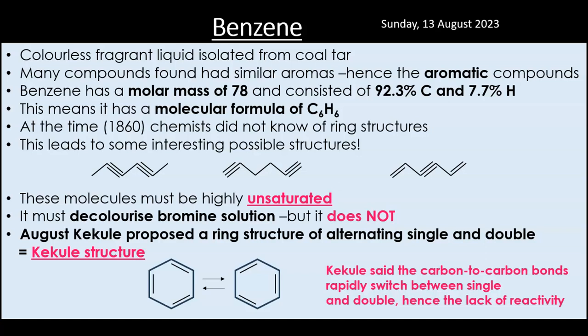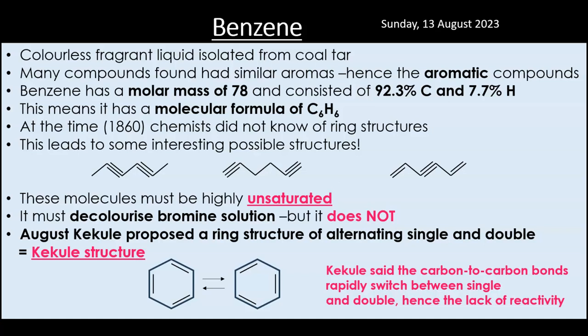And at the time, 1860, we didn't know of ring structures. So if you have a go at trying to draw a structure for C6H6 without any rings, then you come up with these three. These are three that I've come up with. And as you can see, we've got a chain of 6 carbon atoms and an awful lot of unsaturation. Triple bonds, double bonds all over the place. A structure C6H6 should be incredibly unsaturated.